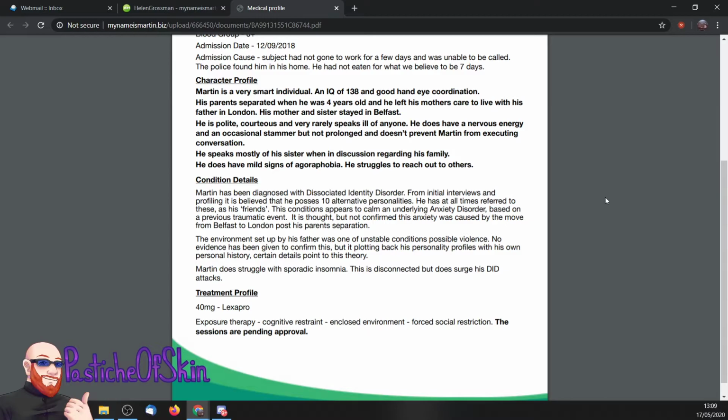Martin has been diagnosed with dissociative identity disorder. From initial interviews and profiling, it is believed that he possesses 10 alternative personalities. He has at times referred to these as his friends. Conditions appear to be calm and underlying anxiety disorder. Based on a previous traumatic event, it is thought, but not confirmed, this anxiety was caused by the move from Belfast to London post his parents' separation. The environment set up by his father was one of unstable conditions, possibly violence. Jeez. No evidence has been given to confirm this, but plotting back his personality profiles with his own personal history, certain details point to this theory.